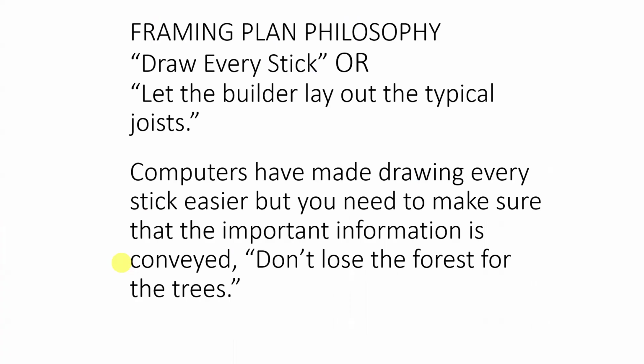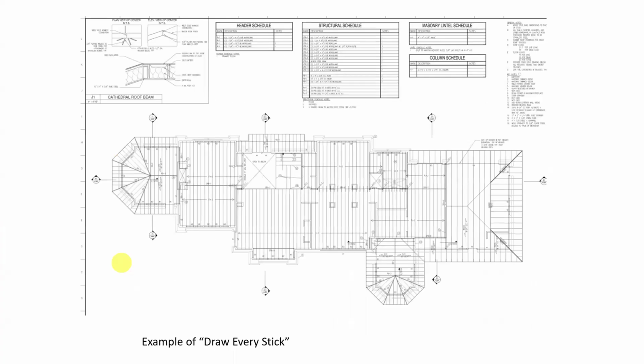So now let's talk about if we do a framing plan, what's our philosophy? Do we draw every stick or do we let the builder lay out the typical joist? So computers have made drawing every stick easier, but you still need to make sure it's clear and easy to read. So I showed you this house already. This is the one up on French Island. That's my floor framing plan and the lower roof framing plan for that house. So here's the floor framing plan. And then this is a low roof, this is a low roof, and this is a low roof. Since this was done in CAD, I drew every stick.